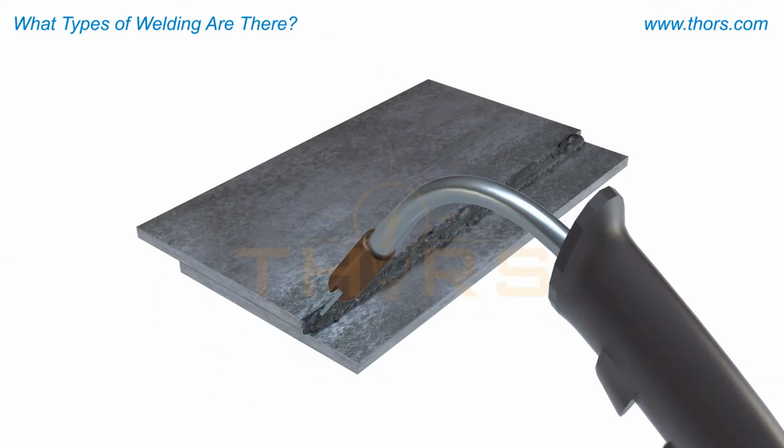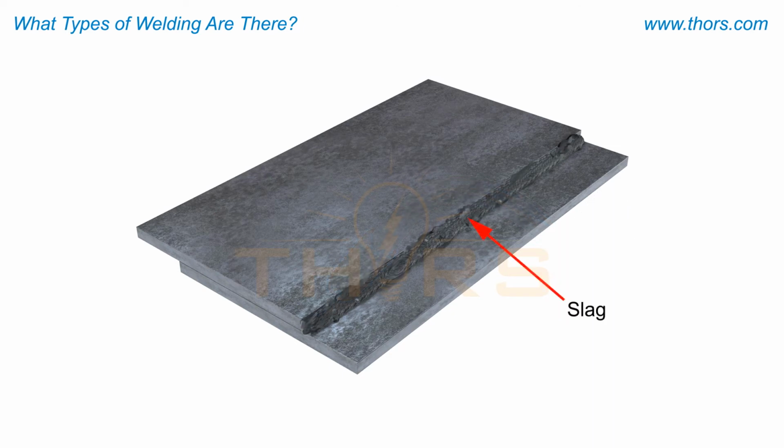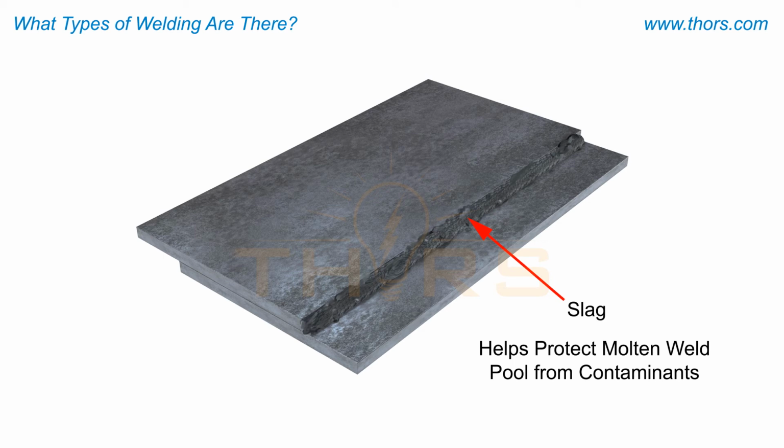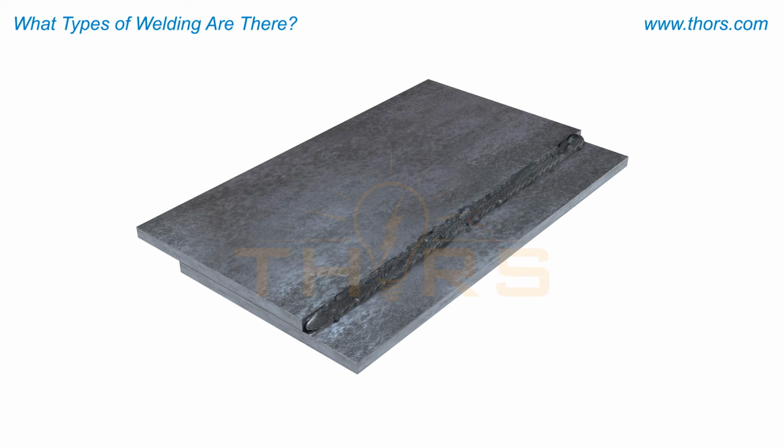Some welding processes typically leave behind slag coating on the surface of the weld bead. This slag is a material that solidifies from the molten flux coating. The slag helps protect the molten weld pool from contaminants as it solidifies. Slag often looks like melted glass and is removed from the surface of the weld after welding.